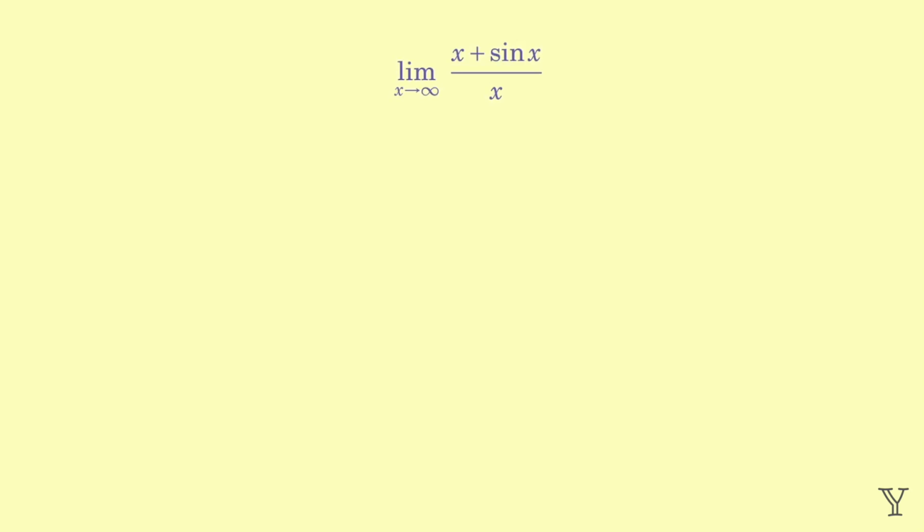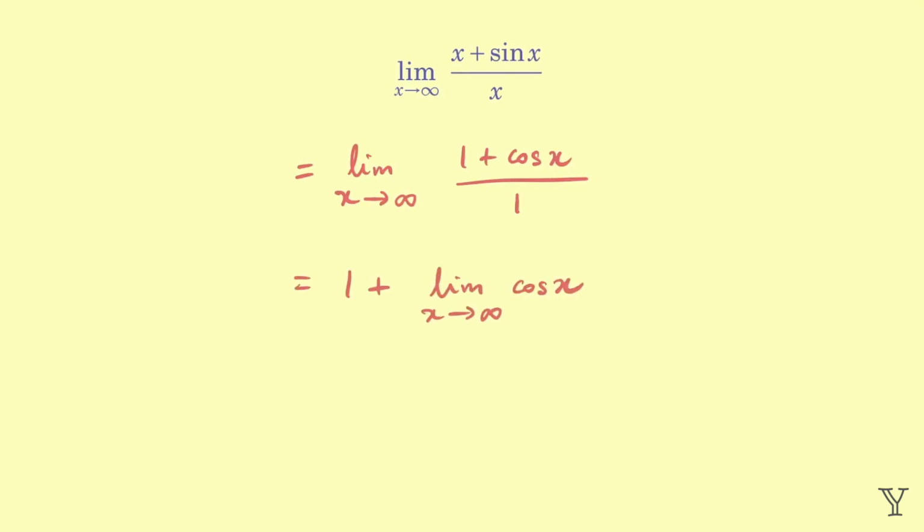Consider the limit as x goes to infinity of x plus sin x upon x. It is immediately obvious that the numerator and the denominator both go to infinity. We therefore have a limit of the infinity upon infinity form. So let's apply L'Hopital's rule. Differentiating the numerator, we get 1 plus cos x, and differentiating the denominator, we simply get 1. We can rewrite this limit as 1 plus limit as x goes to infinity cos x. But we know that the limit as x goes to infinity cos x does not exist, because as x increases without bound, cos x continuously oscillates between minus 1 and plus 1.